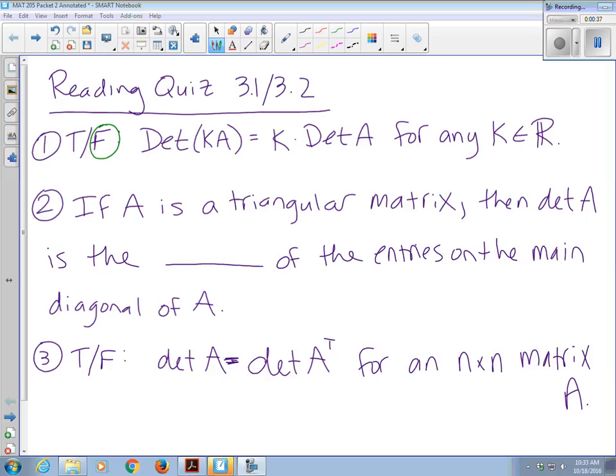If A is a triangular matrix, then the determinant of A is the what of the entries on the main diagonal? Product. True or false, the determinant of A equals the determinant of A transpose? True. Good job. By Theorem 2, if you have a triangular matrix and you swap the rows and the columns to take A transpose, the diagonal entries will be the same. So then the determinant of A and A transpose would be the same too.